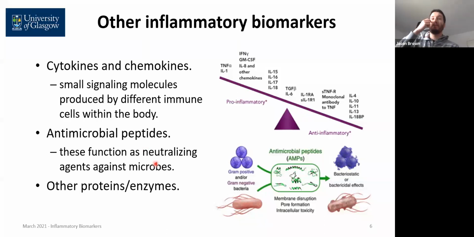Antimicrobial peptides are a different type. These function as neutralizing agents against microbes. The main function is to destroy or disrupt membrane integrity. The formation of pores can also be driven by certain antimicrobial peptides. They can also cause intracellular toxicity, not only in bacteria, but in other microbes as well, such as fungi, parasites and also viruses. And then there are other proteins and enzymes specifically produced at mucosal surfaces. Of course, the oral epithelium, the gingival epithelium, is a great example of a mucosal surface. Proteins and enzymes are often found in things like saliva, and these function to try and prevent microbes from attaching and invading the host.